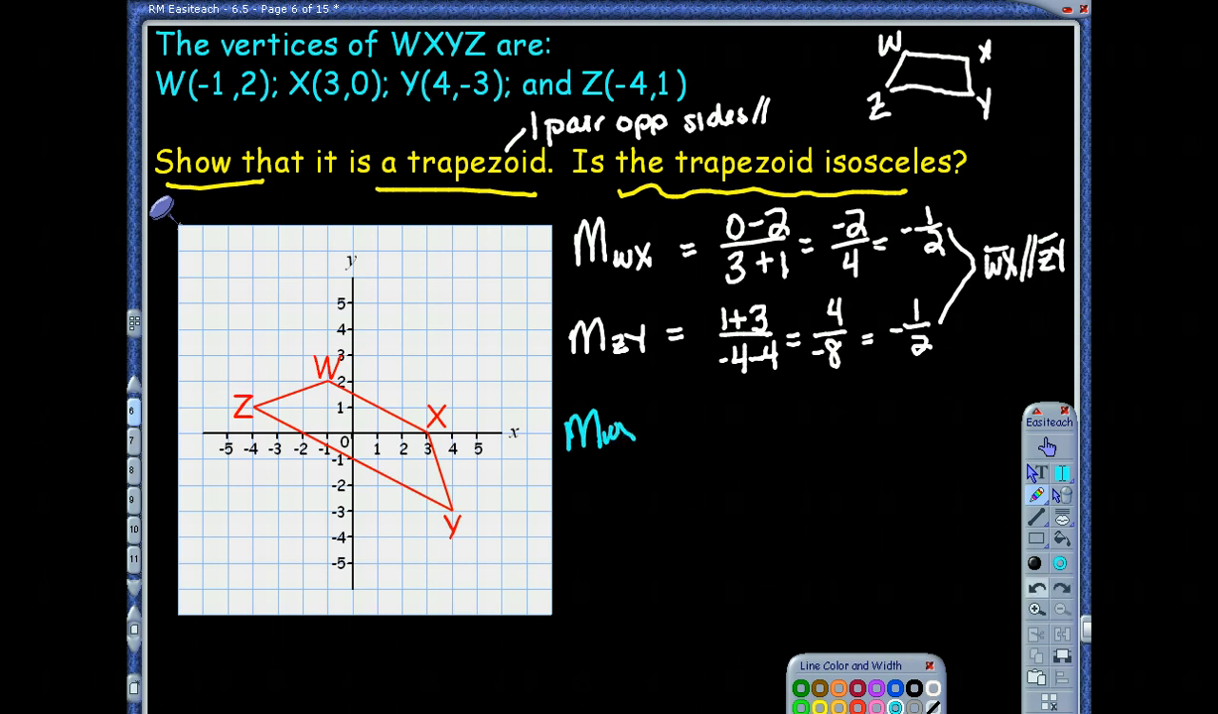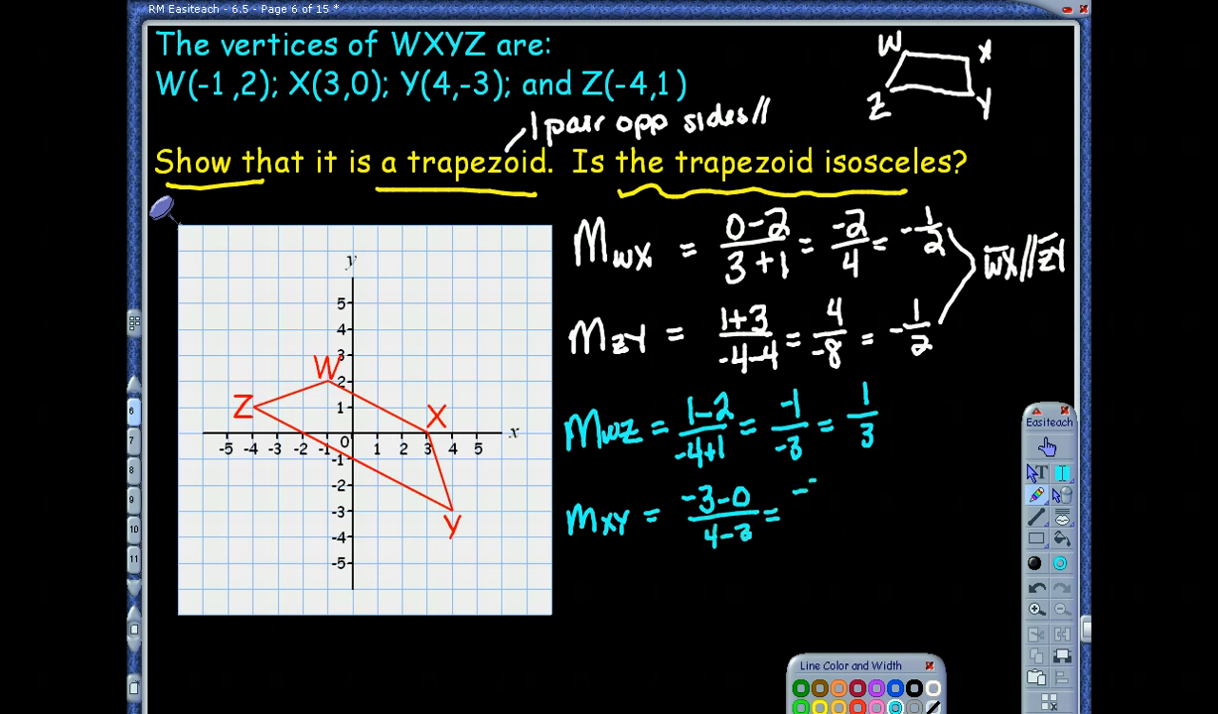Or WZ, sorry. WZ would be 1 minus 2 over negative 4 plus 1. So a negative 1 over negative 3, which is 1/3. And then the XY slope would be negative 3 minus 0 over 4 minus 3. So it would be negative 3 over 1, which is negative 3. So those are obviously not parallel.